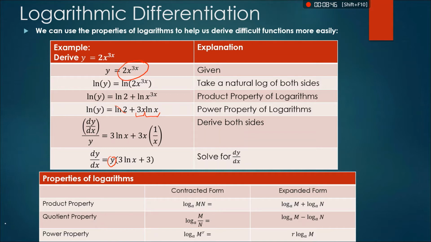Dy over dx is equal to 2x to the 3x power, that's what we had originally, times everything else that we had here. So that's 3 ln x plus 3.